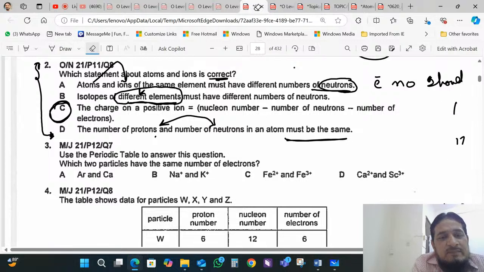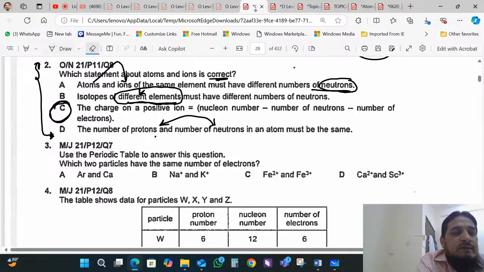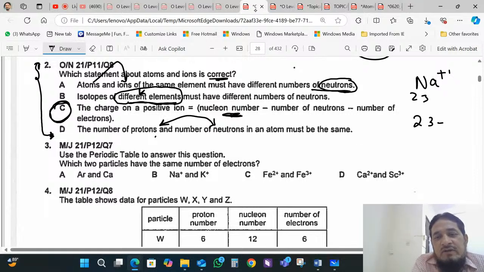He is saying the charge on a positive ion. I will take a minute on this because this is not usual. This is Na plus 1. The charge on the positive ion is equal to the nucleon number, the sodium nucleon number is 23, minus the neutron number. The neutrons are 12, so it will become 11, and minus the number of electrons.